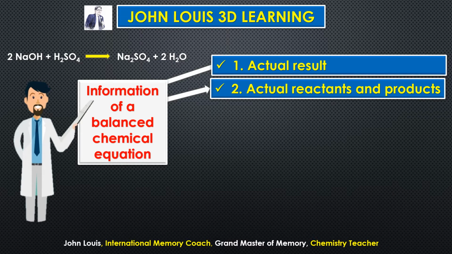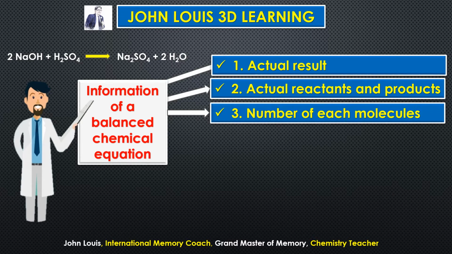Actual reactants and products. Okay, come on, tell me what are the reactants in this equation? Sodium hydroxide and sulfuric acid are the reactants. Sodium sulfate and water are the products. So it gives us the actual reactants and products. And what is the third information?